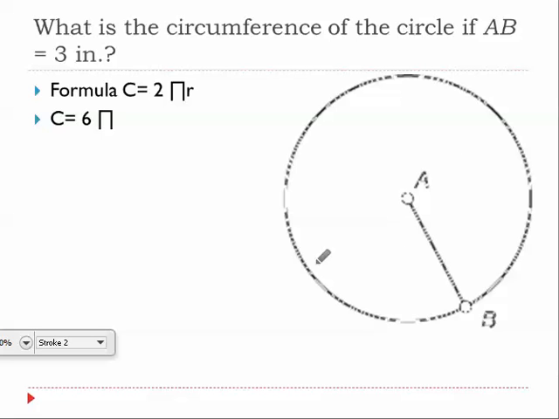Circles. If you're looking at a circle like this and they're wanting the circumference, circumference is distance around the outside. 2 times pi times r. Well, r in this situation is 3 inches. They gave me that right here.